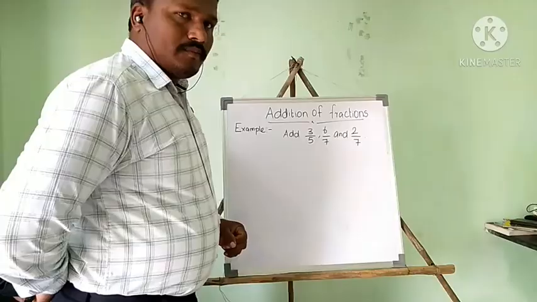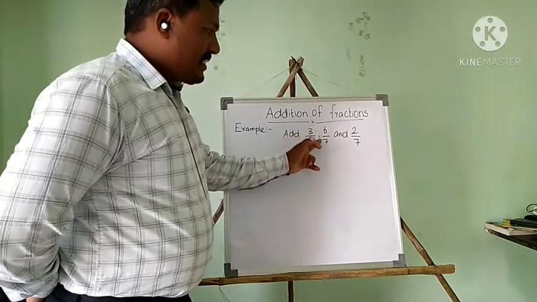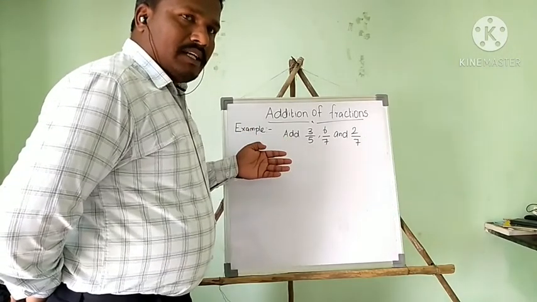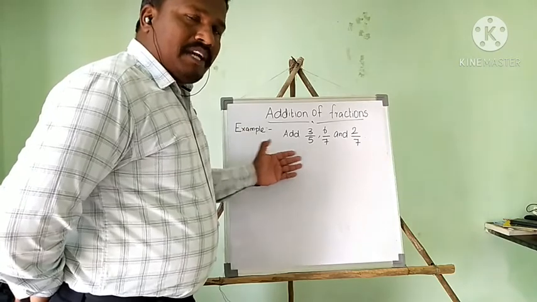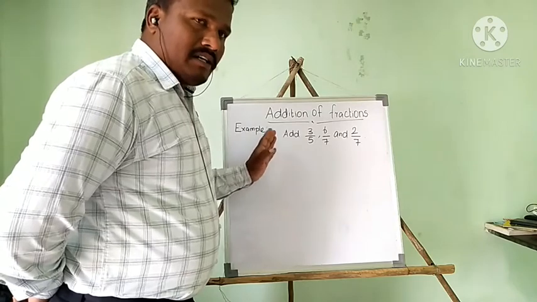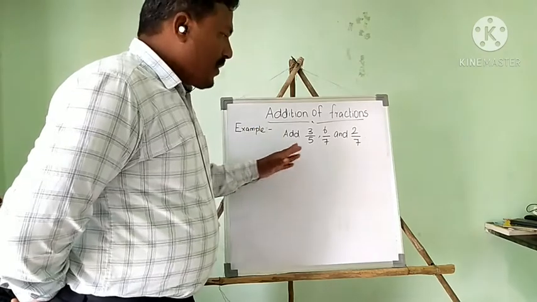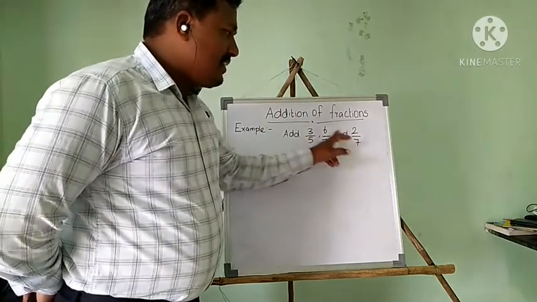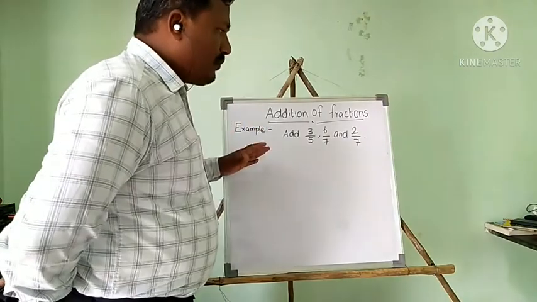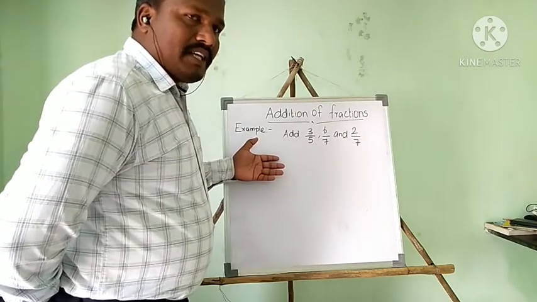Okay. Let me take another example. These fractions: 3 by 5, 6 by 7, 2 by 7. Before, in the example sum, the fractions had the same denominator, so we simply added all the numerators and took the common denominator. But here the denominators are different, so we can't add as it is. So now we have to find the LCM, then convert as per the LCM, then we can add it.